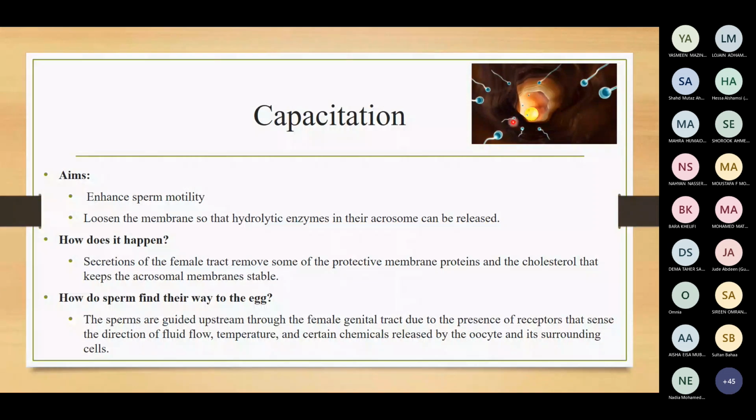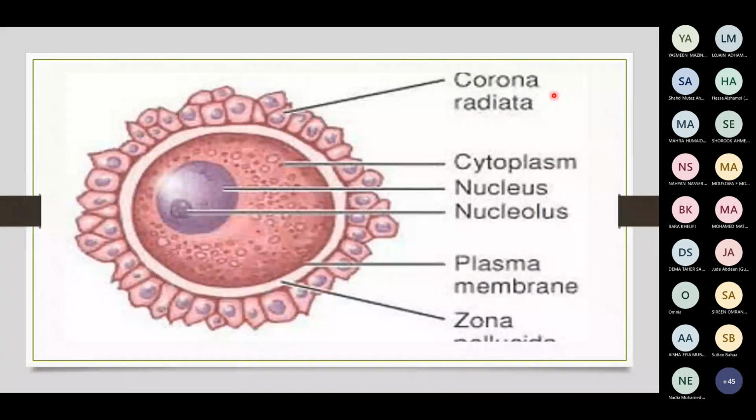You can see in this picture right here, they're sensing the direction of the fluid flow, the temperature, and the chemicals that the egg is releasing, and they're just going to follow the scent and actually reach the egg, okay? So let's take a look at the egg itself, okay?